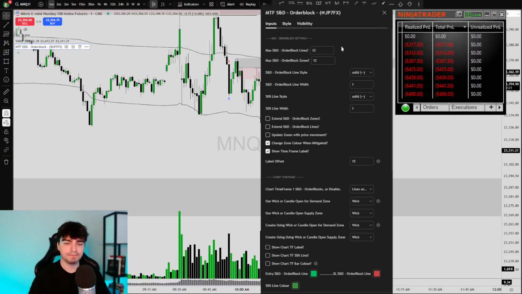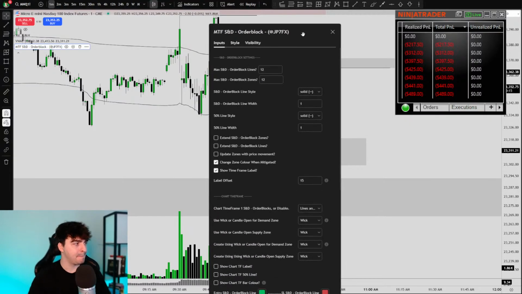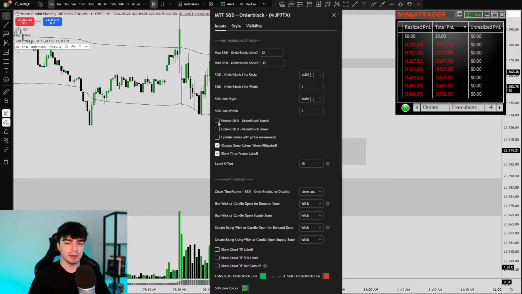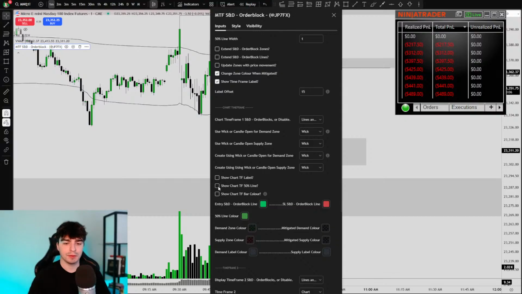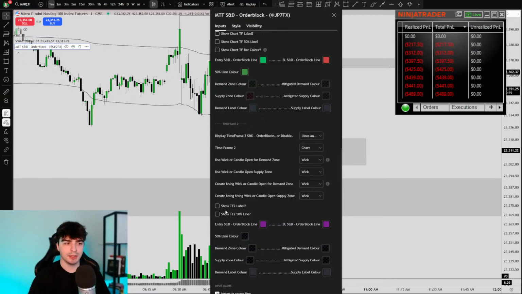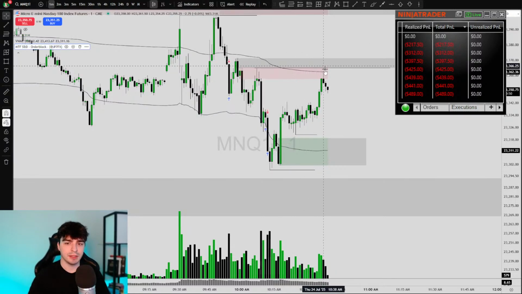Here are my settings. That's what the indicator is called. These are the settings here that I changed. I changed these settings. I changed these settings. And then for style, I got rid of the lines so that it's just the boxes.